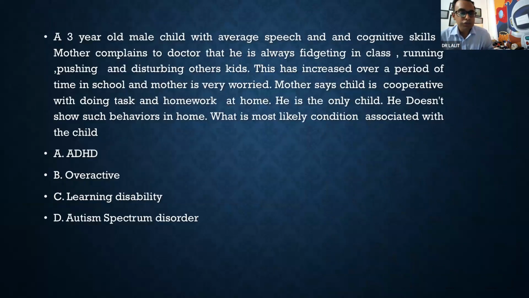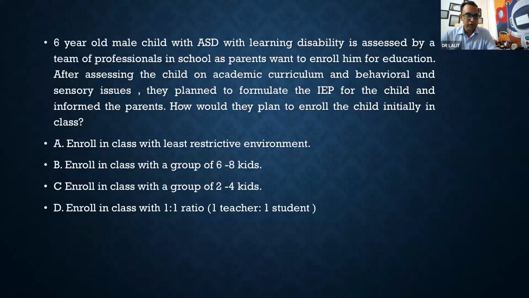Now let's come to the next question. A 3-year-old male child with average speech and cognitive skills. Mother complains to the doctor that he is always fidgeting in class, running, pushing, and disturbing other kids. This has increased over a period of time in school, and mother is very worried. I think we have done this. Let's move on to the next. So this is a question on IEP. I'm just skipping this question because we are very short of time. So there are 2 questions left, I think.